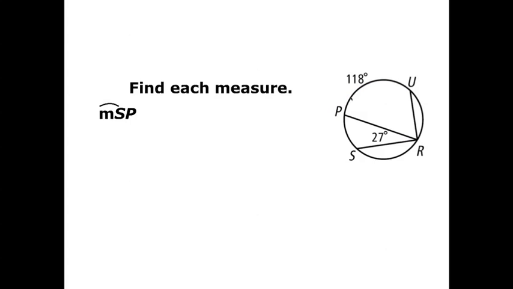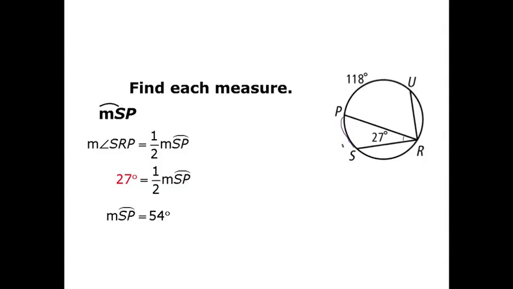Okay, now I want to find the measure of arc SP. So I'm trying to find the measure of this arc right here. Well, if I go back and look at the inscribed angle right here, it measures 27 degrees. And that has to be half of the intercepted arc. So angle SRP is half of arc SP, and 27 is half of 54 degrees.